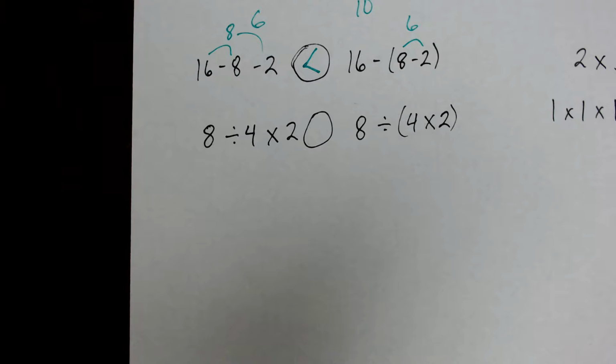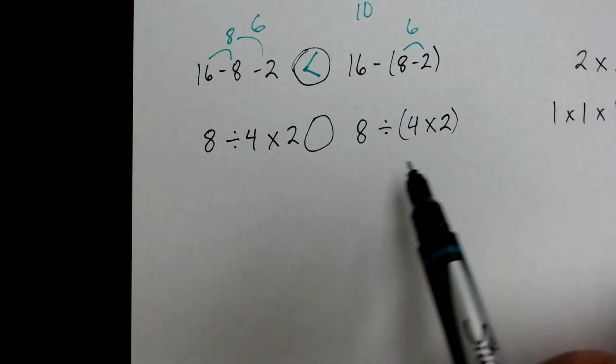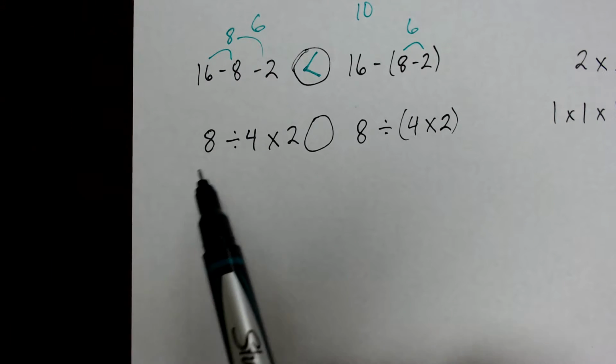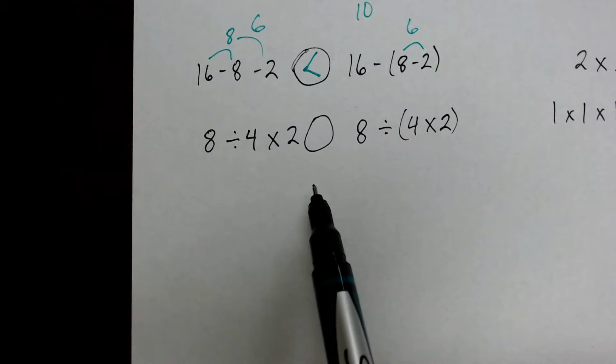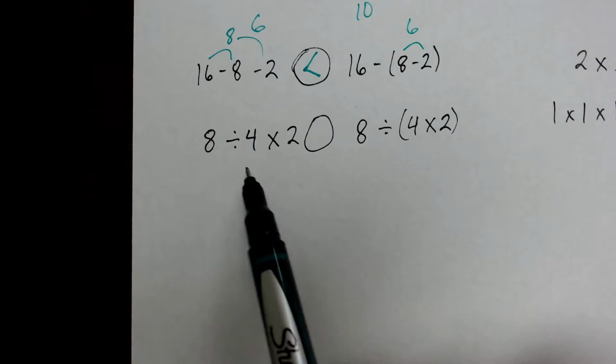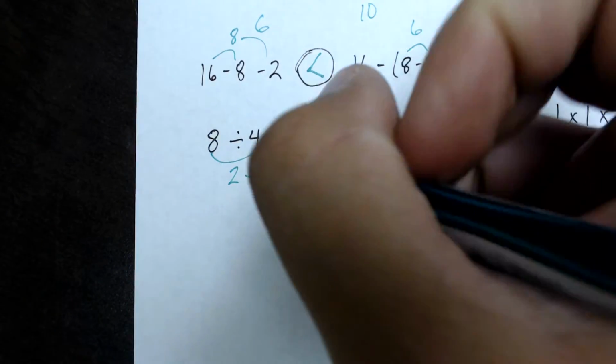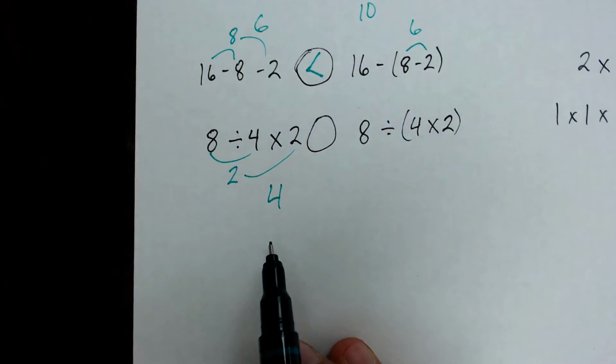Let's go on to the next one. So now we've got multiplication and division in both of them. But again, on this left side we have no parentheses, and on the right side we do. So on the left side we'll go ahead and work from left to right. So we do 8 divided by 4, which is 2. And then we do 2 times 2, which is 4. So the left side is the number 4.